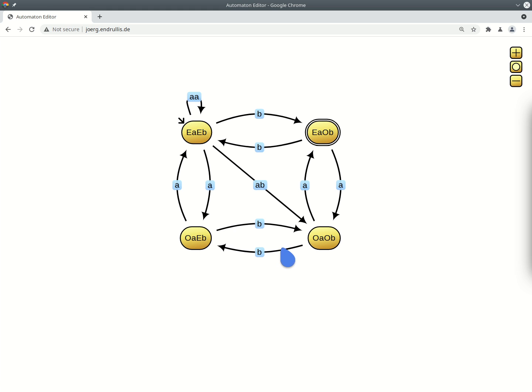Now we have one more incoming arrow, namely this B arrow incoming and this A arrow outgoing. So we have BA. So we need to add the transition from this state to our initial state. What should be the label of this transition? It should be BA.